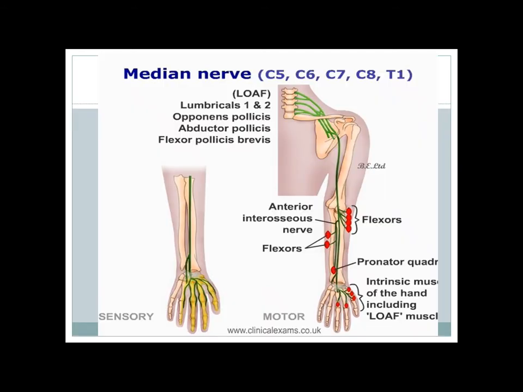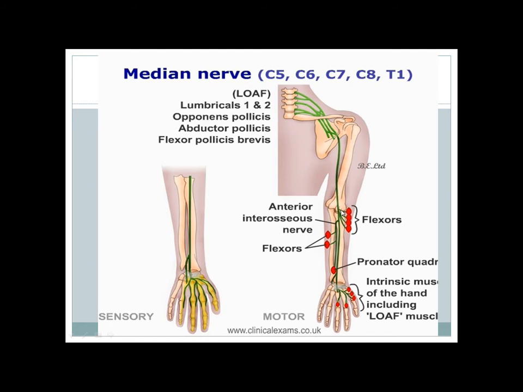Okay, so here you can see the median nerve. It originates from the brachial plexus as outlined here, and after originating from the brachial plexus it runs in the medial aspect of the arm, then crosses the elbow.